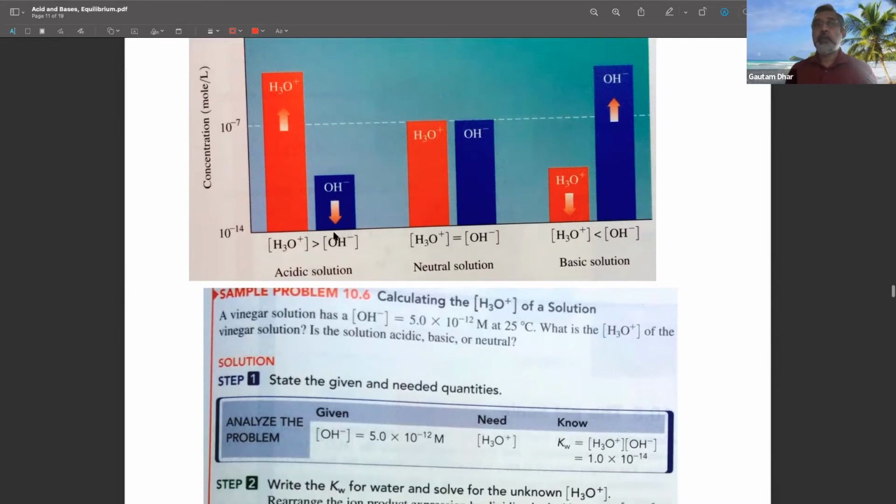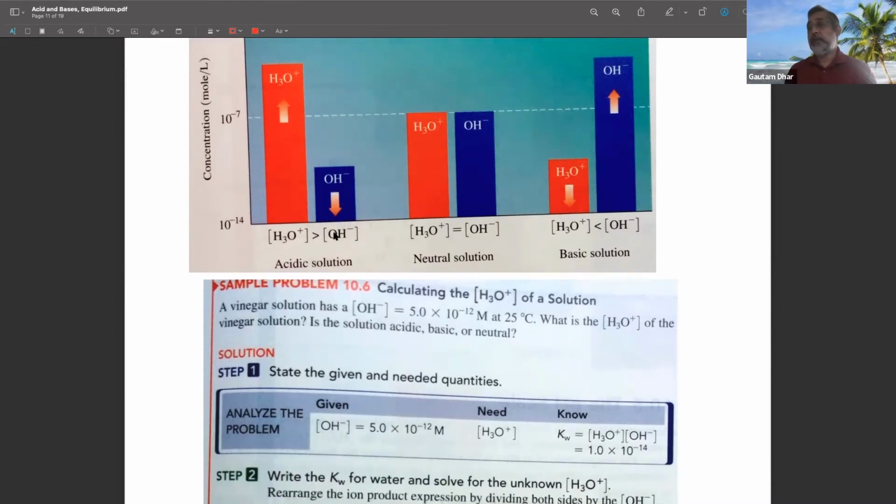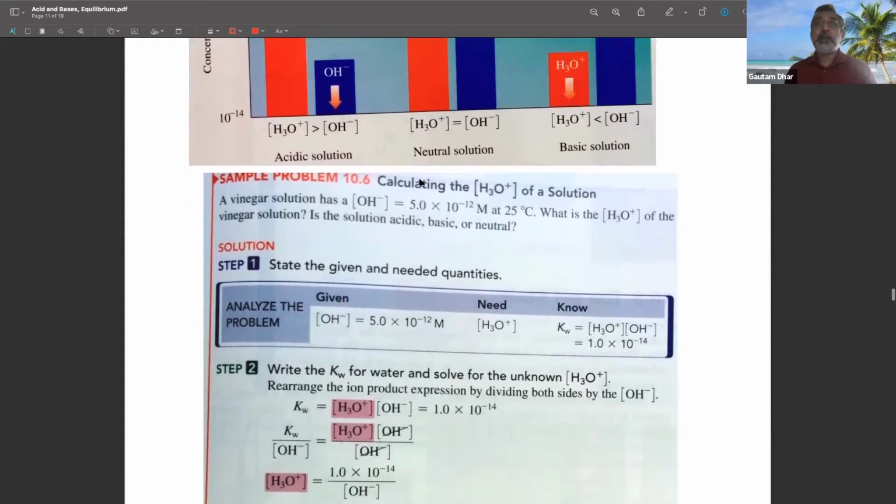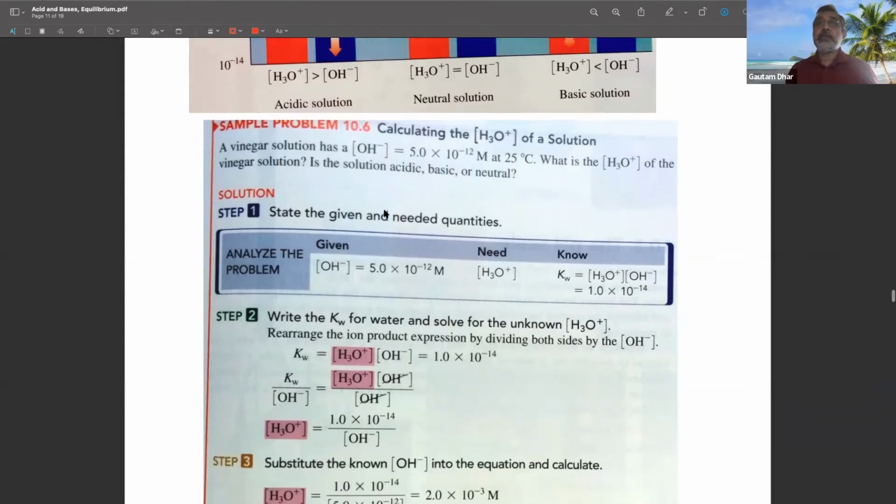Okay. So you can basically calculate the final concentration of H3O plus. Calculating the H3O plus of a solution: a vinegar solution has an OH minus concentration of 5.0 times 10 to the minus 12. What is the H3O plus concentration? Now, square brackets mean concentration. In the vinegar, is the solution acidic, basic, or neutral?